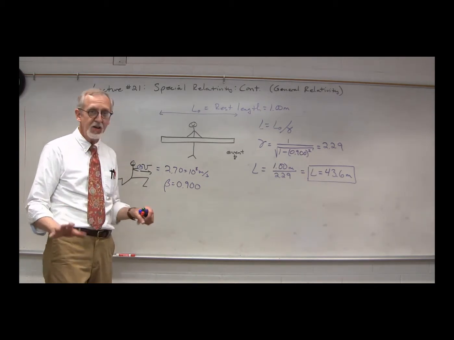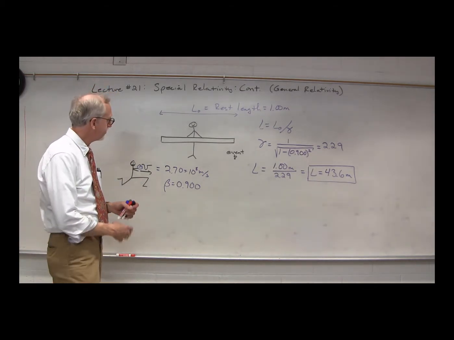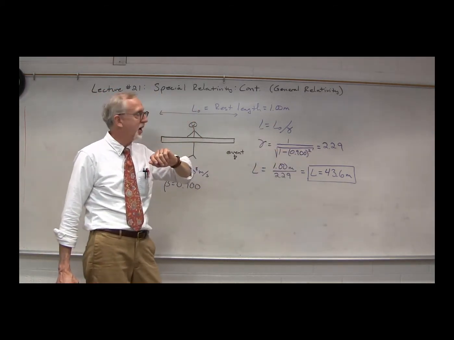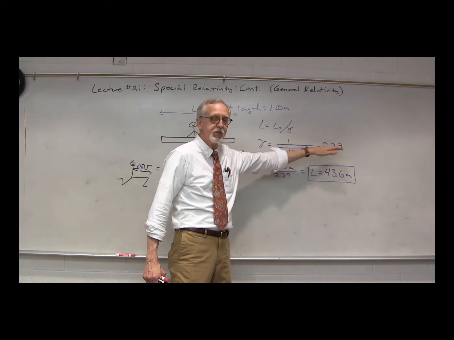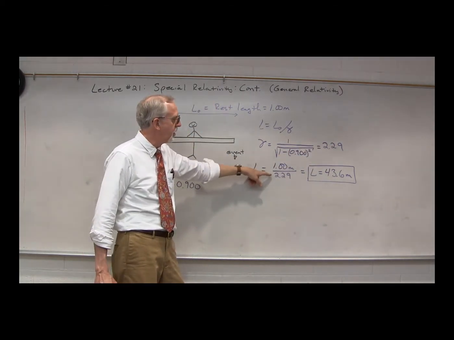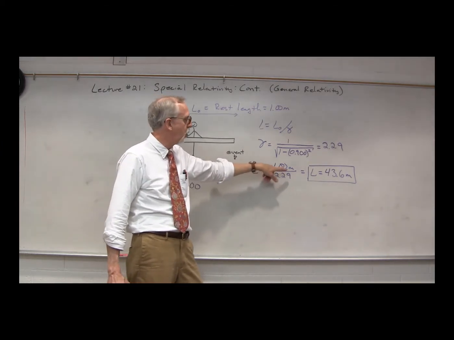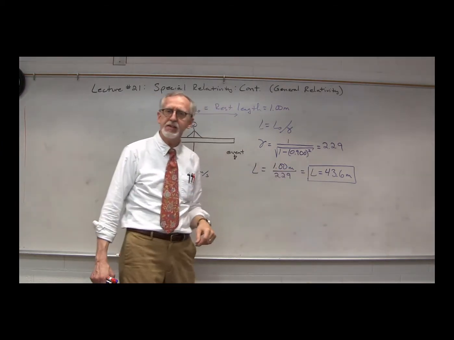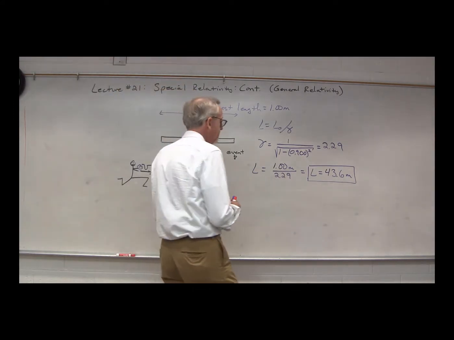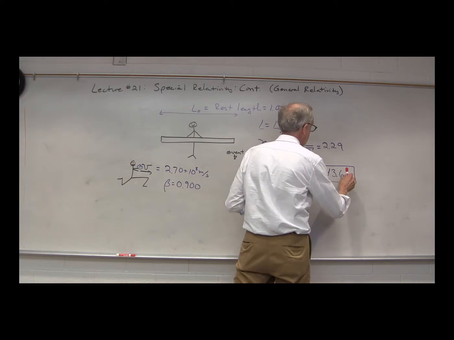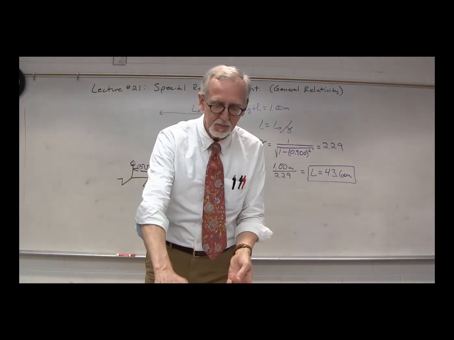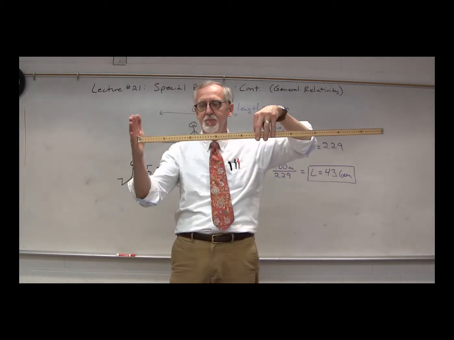Again, not your ordinary everyday sort of motion. What do we get? Gamma is 1 over root 1 minus beta squared, which turns out to be 2.29. With L equals L naught over gamma, we have L is 1 meter divided by 2.29, or L is 0.436 meters, or 43.6 centimeters. Whoops, that should be centimeters. 43.6 centimeters.